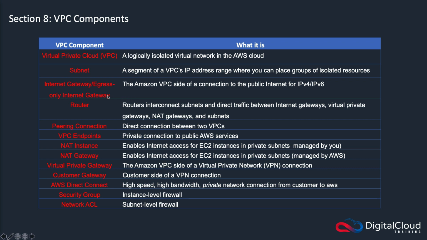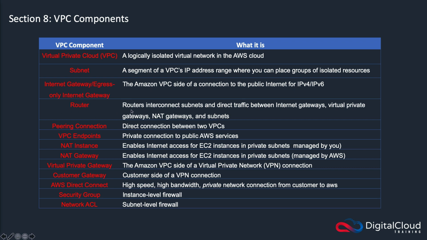We then have what's called an internet gateway and also an egress-only internet gateway. So these are the gateways in and out of the internet. The first one, the internet gateway, is for IP version 4, and the second one, the egress-only internet gateway, is for IP version 6. So those are two different IP addressing strategies. You then have that router.